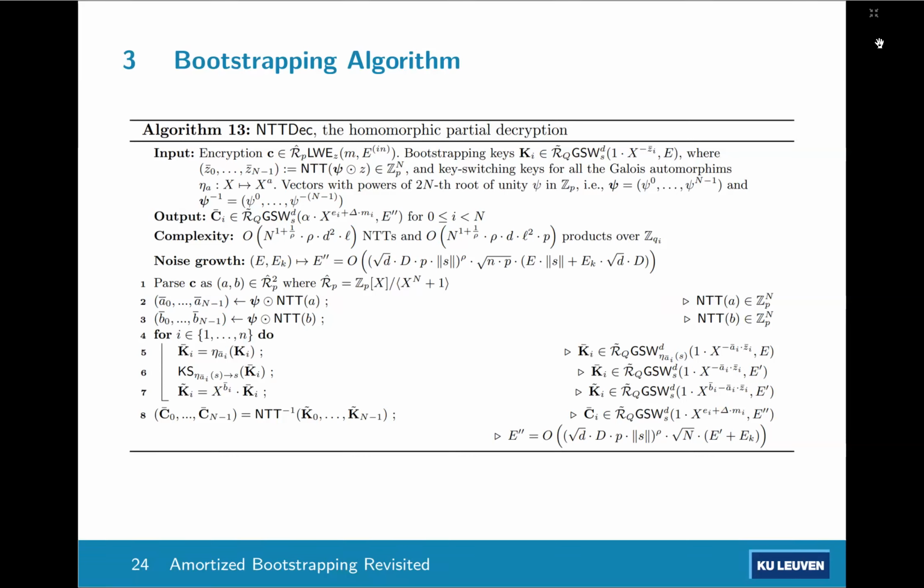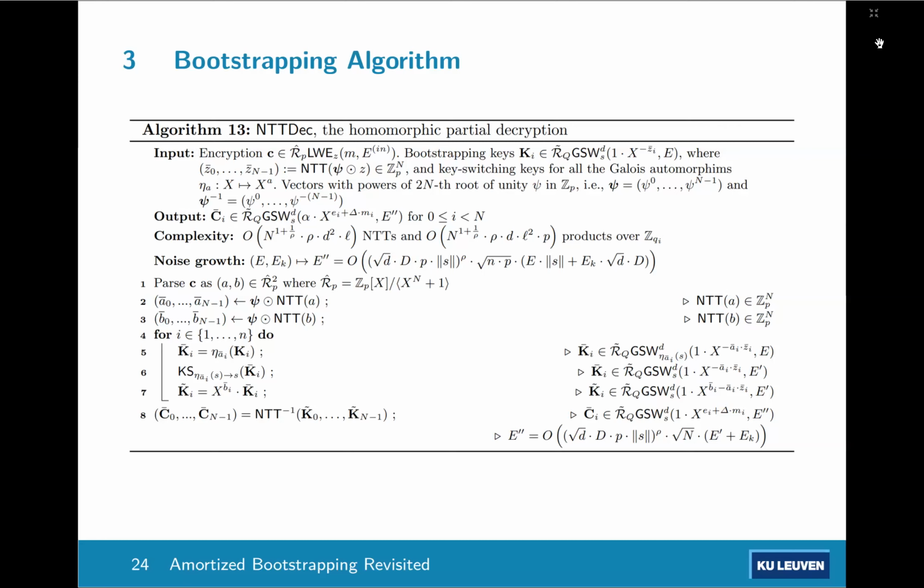So we're starting here at line 2. First, we do that multiplication, that pre-processing. Then we use Galois automorphisms to obtain ciphertexts, which are GSW ciphertexts, which encrypt x to the minus a_i times the key. But now the key has changed. So to remedy that, we quickly do a key switch to obtain the old key back.